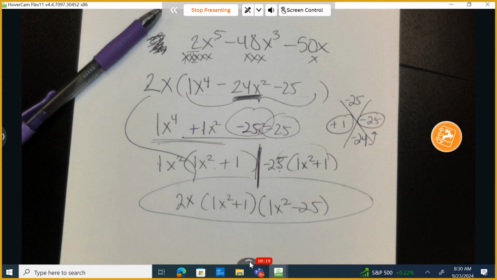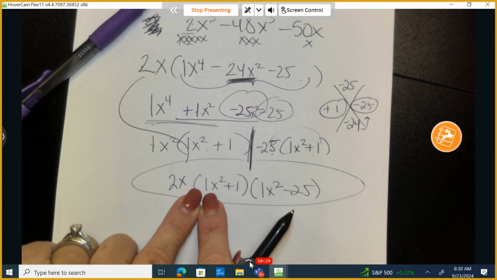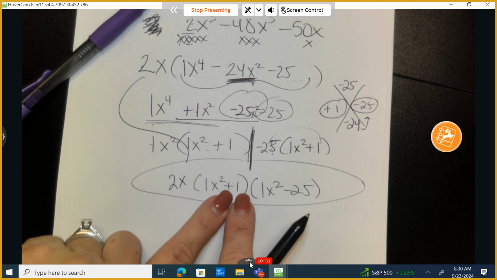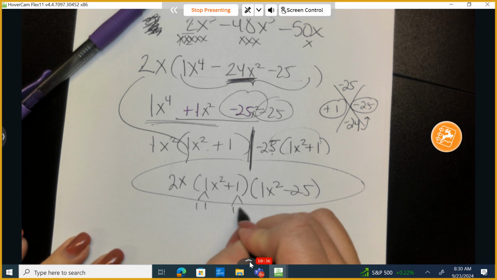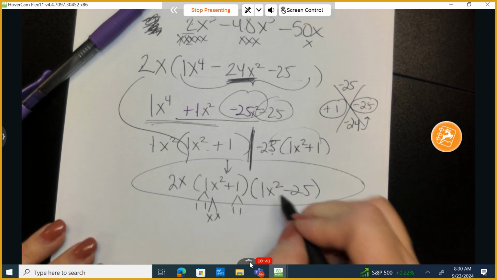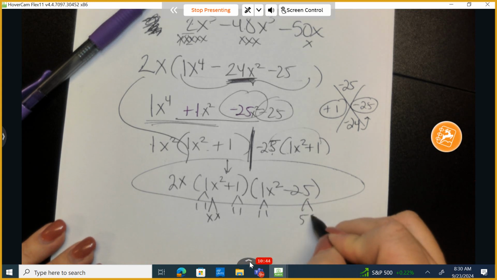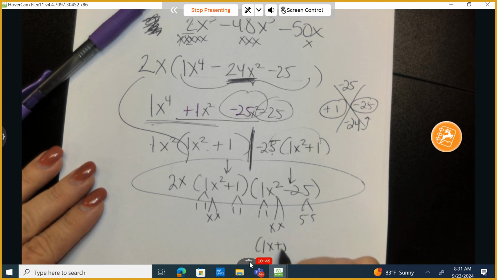Why is this not my final answer based on what we just did for the last 2 or 3 minutes? Okay, is 1 a perfect square? Yes. So this breaks into 1 and 1, this breaks into 1 and 1, and x. I can't go any further because I don't have subtraction. This breaks into 1 and 1, this breaks into 5 and 5, this breaks into x, and I do have subtraction. So I can break this into 1x plus 5 and 1x minus 5. I bring down the 1x squared plus 1 and a 2x in front.